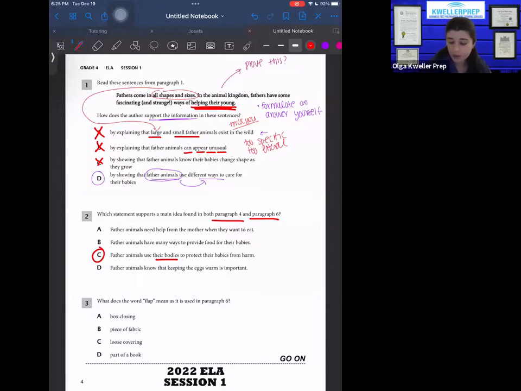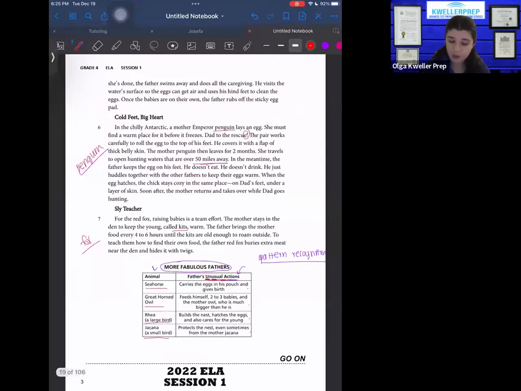Okay, the next one, what does the word flap mean? So this is a very common question style. They often ask about what a specific word means. And this same question style is repeated in later exams like the SHSAT and the SAT as well. So it's important to introduce this kind of thinking early. So first we go back to paragraph 6 and find the flap.